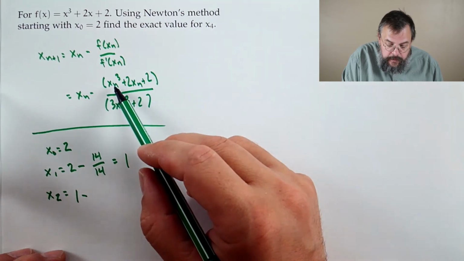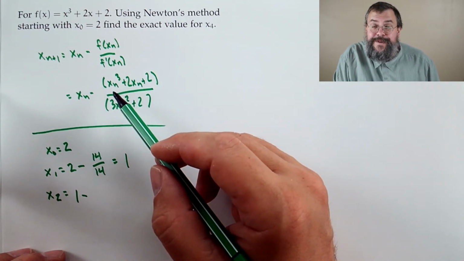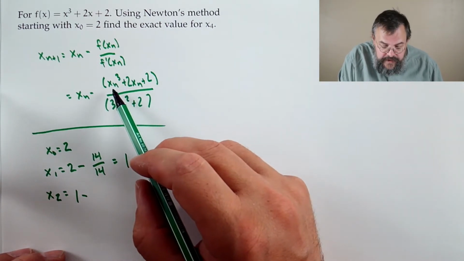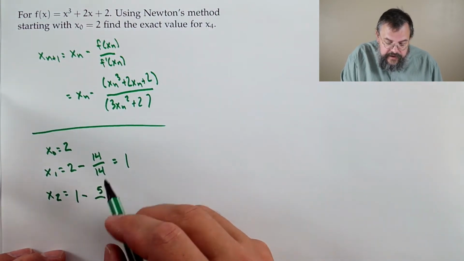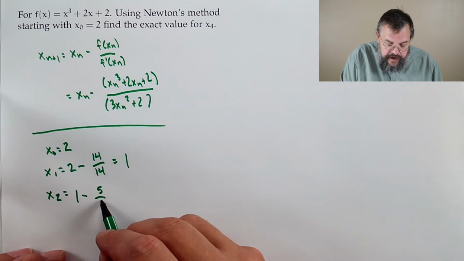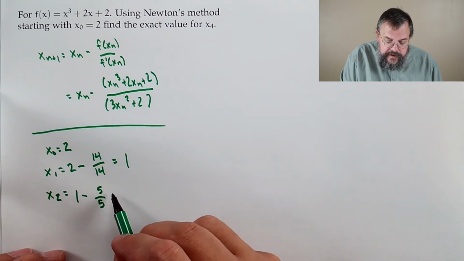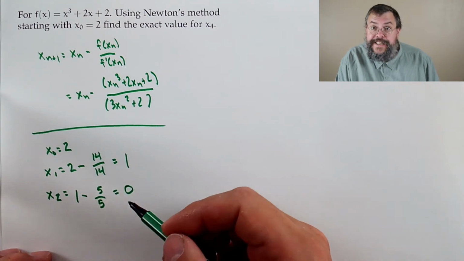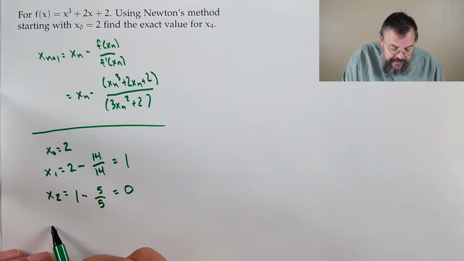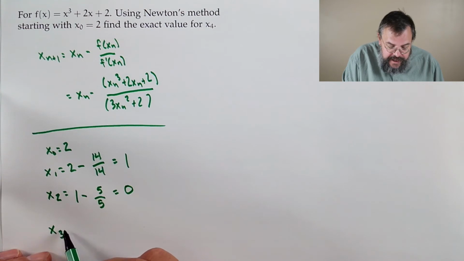Now we put 1 here. So, nice thing about 1 is it's really easy to compute 1 to any power is 1. So we get 1 plus 2 plus 2. So that would be 5 downstairs. 3 plus 2 is 5. 1 minus 5 fifths, also known as 1 minus 1, which is 0. Nice. Okay.